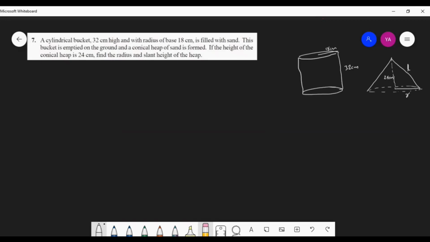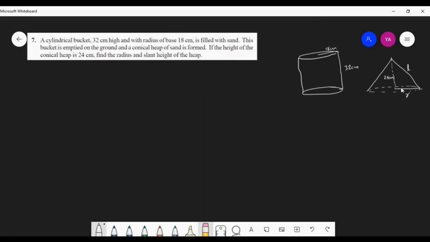So how can we do this? This is also some kind of question, almost like melting and recasting into some other shape. Here the idea is, if the cylinder is full of sand and we empty that sand onto the ground, the conical heap formed will have the same volume as that of the cylinder. That is the concept: the volume of the cylinder and this cone will be equal. So from the given height and radius of the cylinder, we can calculate the volume of the cylinder, and that can be substituted for the volume of the cone, and the height is given. So doing some reverse steps, we can calculate the radius of the cone, and then using the Pythagoras theorem, we can calculate the slant height of the cone.